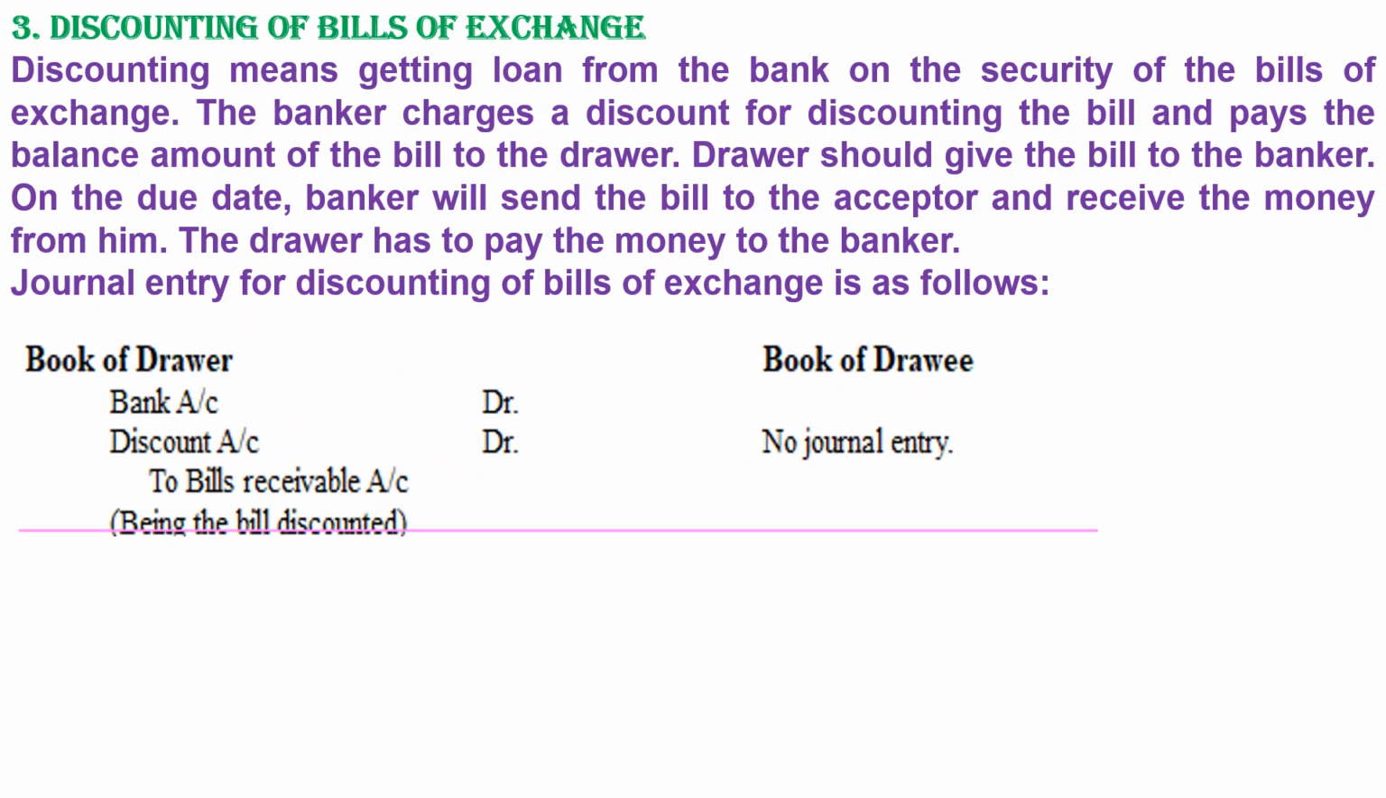3. Discounting of bills of exchange. Discounting means getting a loan from the bank on the security of the bills of exchange. The banker charges a discount for discounting the bill and pays the balance amount of the bill to the drawer.